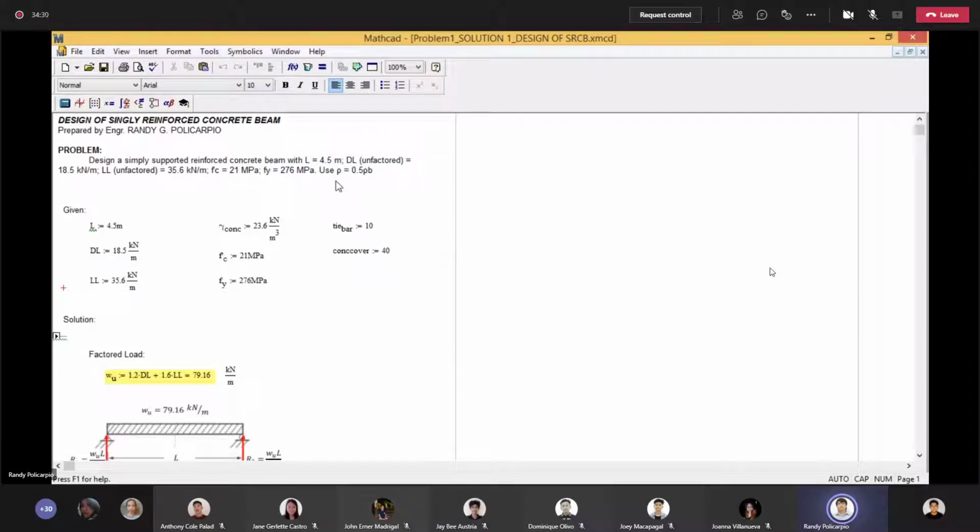Now this is our assumption for rho: rho is equal to 0.5 rho balance. We follow the recommendation, the suggestion for the rho value that I showed you yesterday. So, 0.5 rho balance. These are the designations of our given values: L is the length of the beam, DL is the dead load, and LL is the live load. I also specify here that our tie bar is 10 millimeters and our concrete cover is 40 millimeters. Those are the givens in the problem.